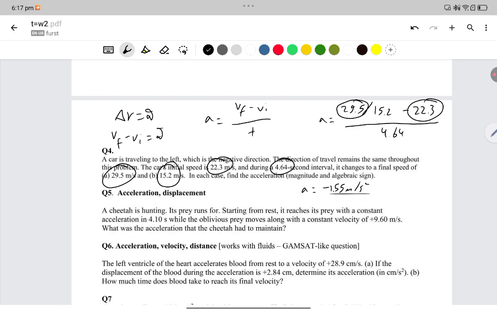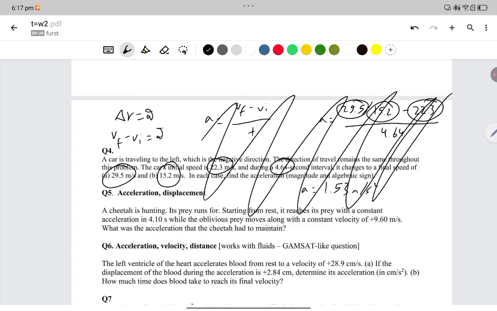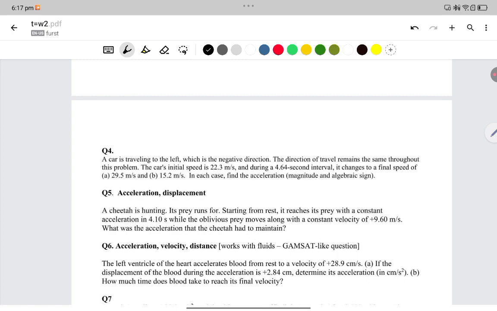How about the other one, 15.2? If we use 15.2 instead, we'll end up with a positive acceleration of 1.53. What does this mean? This means that we are in the negative direction, we are slowing down. So that means we're speeding up in the positive direction. Okay, try to wrap your head around it. We're speeding up in the positive direction, or we're slowing down in the negative direction. Okay, that's the answer. Always comes back to the formulas.